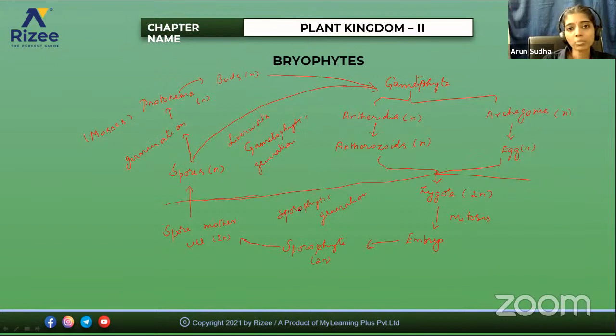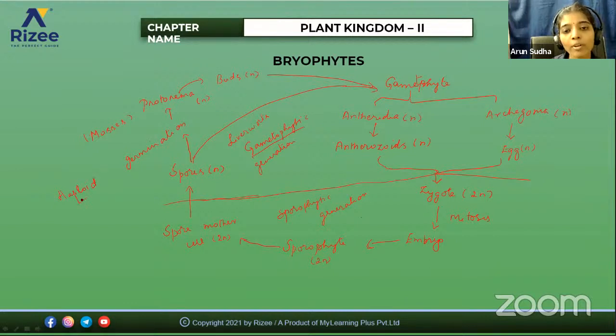So on what basis are we saying that Bryophytes are gametophytic? Because this phase is more dominant in their life cycle. For example, the Antheridia, Anthrozoids and spores are haploid. So this phase is more dominant. The gametophytic phase is more dominant when compared to the sporophytic phase. And this sporophytic phase is actually dependent only on the gametophyte for its survival. Only the gametophytic phase is able to produce food by photosynthesis, and the sporophytic phase is entirely dependent on the gametophytic phase.